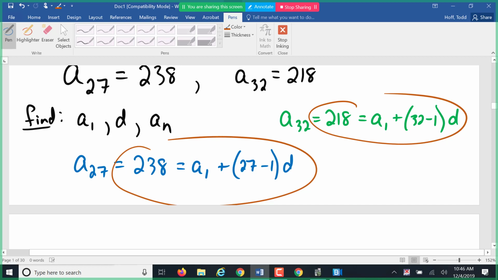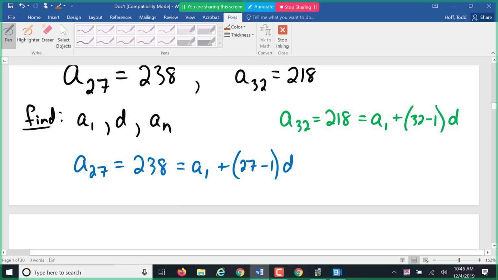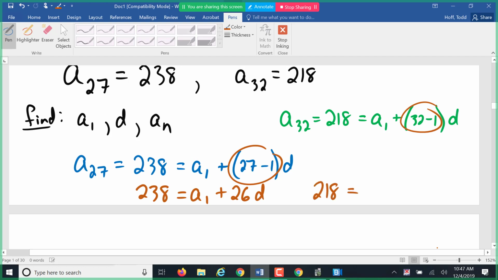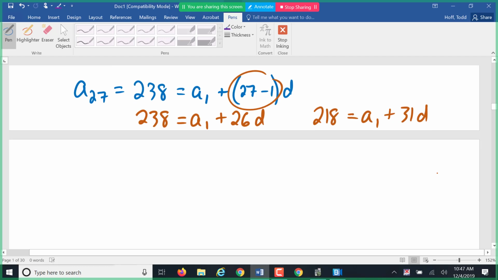Well, let's take a peek at this. First, before I do that, I want to reduce this term in each of them. The 238 isn't going to change, A1 isn't going to change, but 27 minus 1 is going to be 26D. I'll do the same over here. The 218 isn't going to change, and the A1 isn't going to change, but 32 minus 1 is 31D. Now it doesn't matter which order I subtract here, so I'm just going to take this one minus this one.